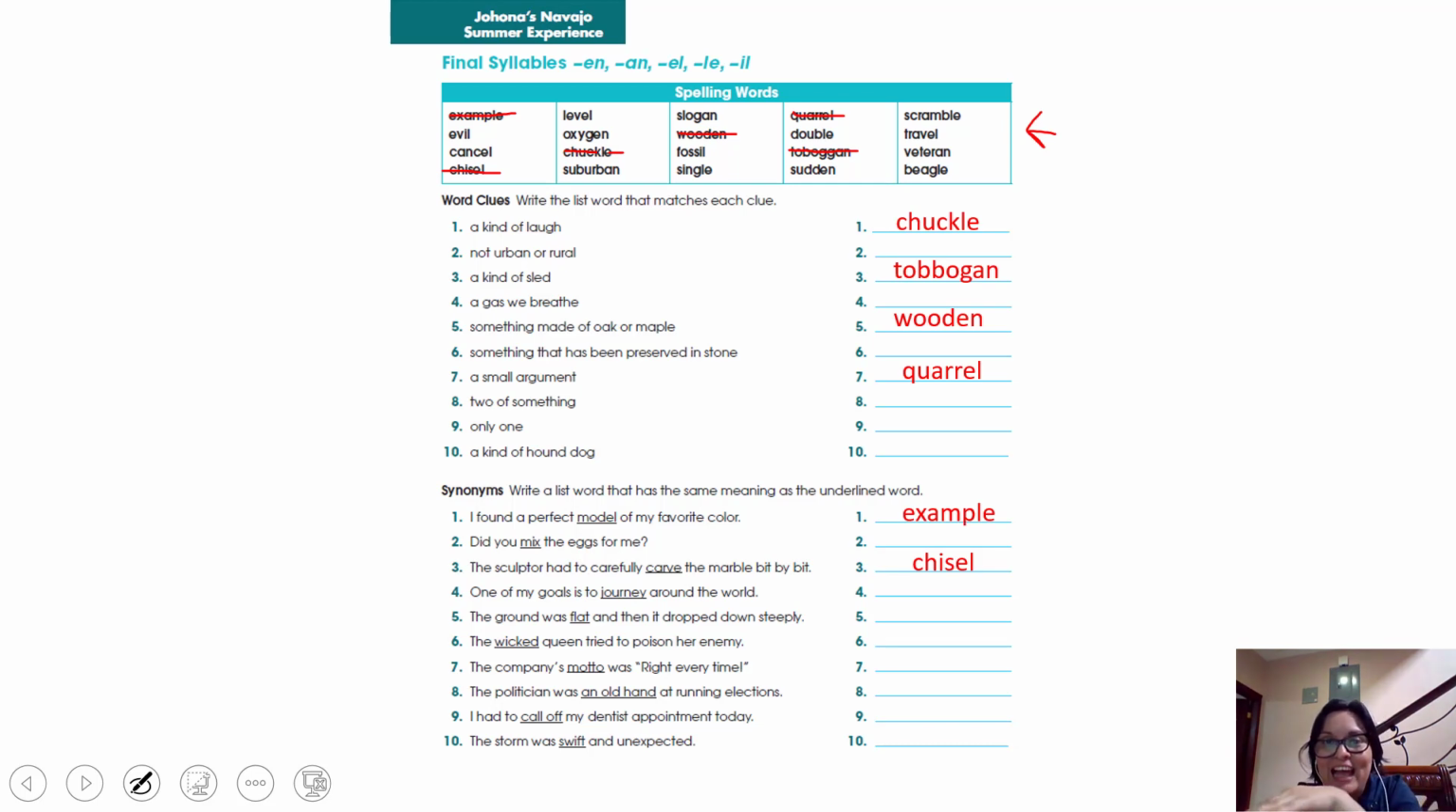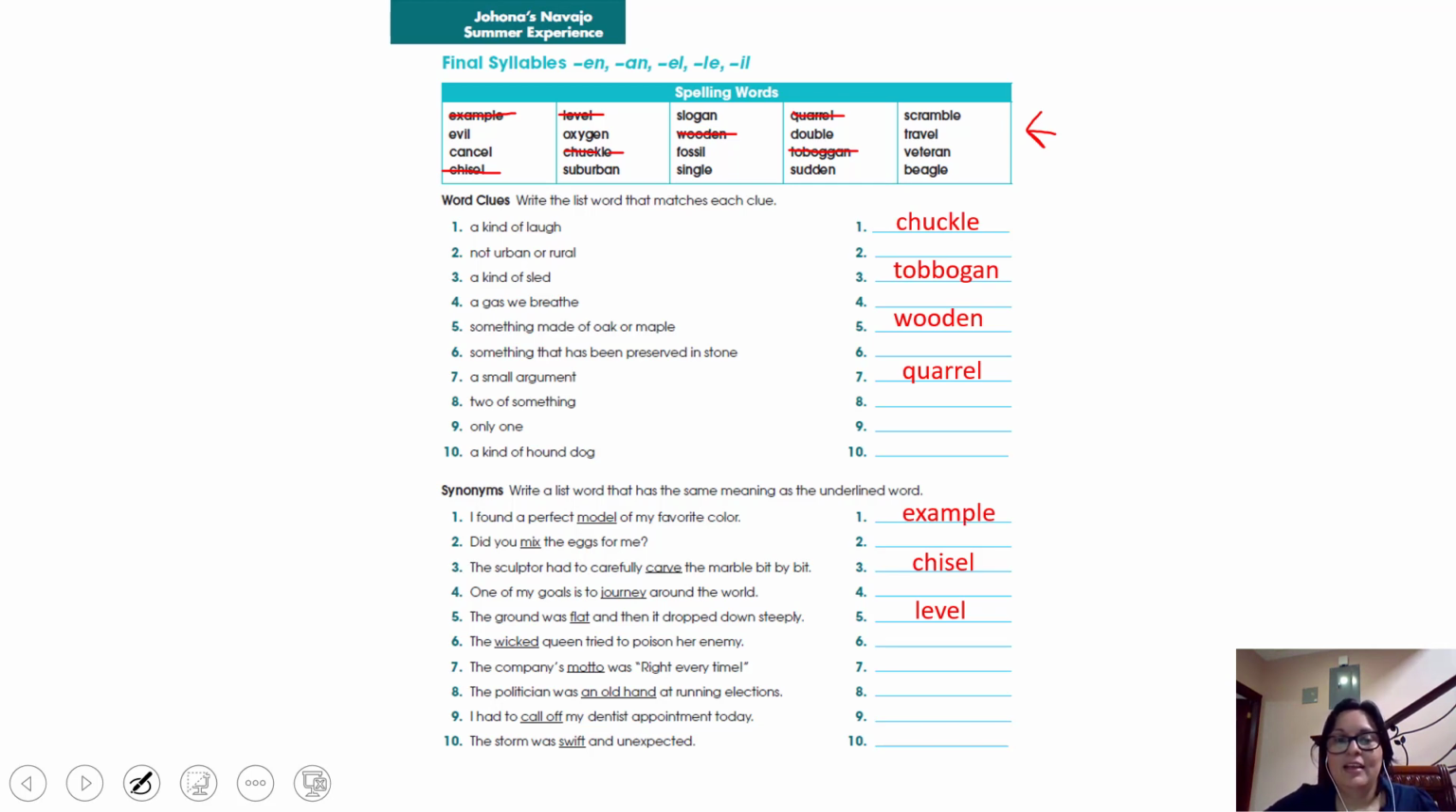The ground was flat and then it dropped down steeply. The ground was flat. So instead of flat, what is another word from the vocabulary that you can use? Excellent. Level. Level is the same as, a synonym of, flat. So you can say the ground was level and then it dropped down steeply. Steeply is like very, very, very not flat.